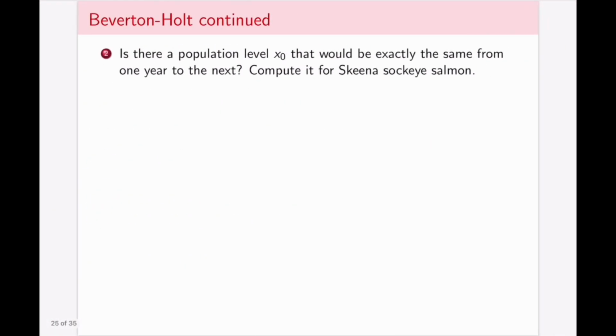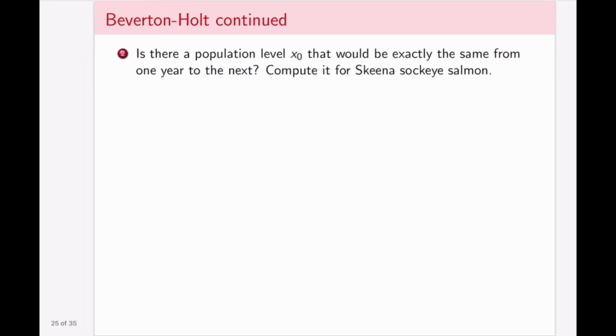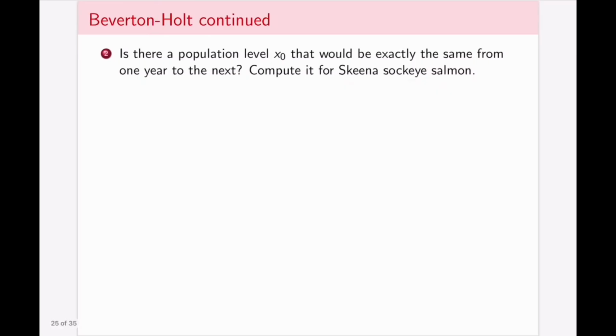Let's take a look at this here. Is there a population level X naught that would be exactly the same 1 year to the next? Which means, is there a population at which the process will stabilize? This year's population will be exactly the same as next year's population. And we're asked to compute this for the Skeena sockeye salmon as well.